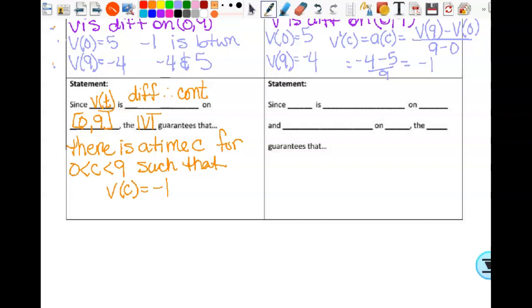Now, again, the only reason we said differentiable here is because we had to in order for it to be continuous. When we come over here, when we're using MVT, since V of t is differentiable on 0 to 9, and continuous on 0 to 9. Okay, so it's differentiable and continuous for sure. Then we have MVT.